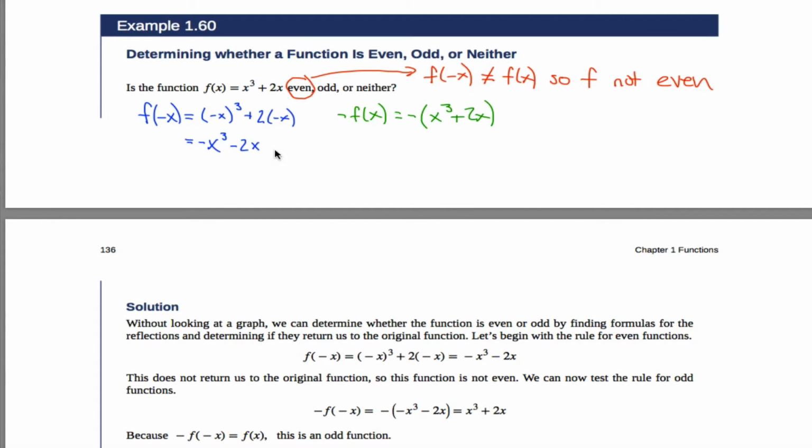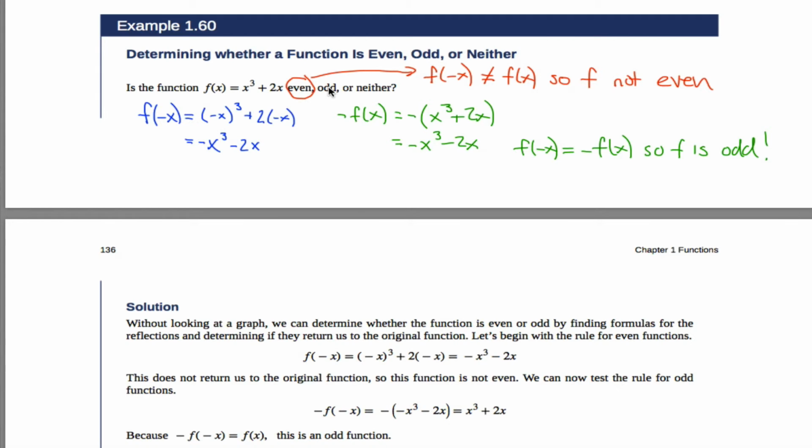You might have trouble seeing that these two things are the same, but if you got rid of these parentheses, if you took the negative and distributed it through the parentheses, you get negative x cubed minus 2x, which is the exact same. Green and blue are the same. F of negative x equals the negative of f of x, so f is odd. I don't know if the exclamation point is necessary, but this function here, it is odd, it is not even, so therefore not neither either.